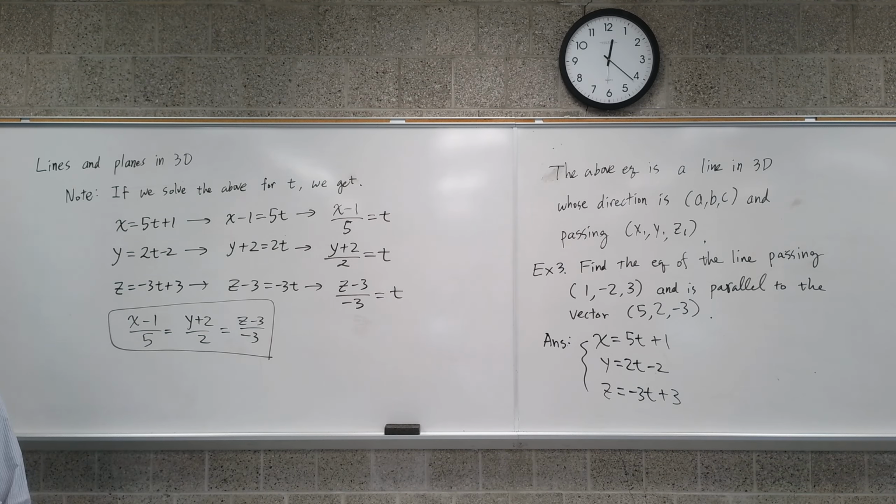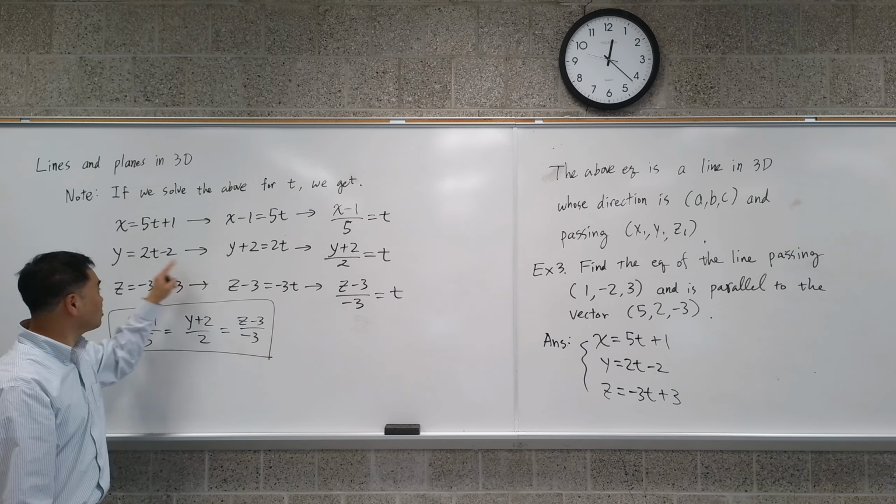Well, do you have a question? Yeah. It says y equals 2t minus 2. And then y plus 2 equals negative 2t. Shouldn't it be a negative 2t on the right side? No, I added 2 to both sides. Oh, okay. So y plus 2 is just 2t. Yeah.